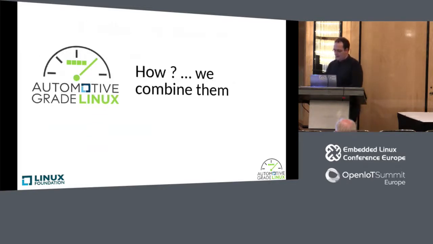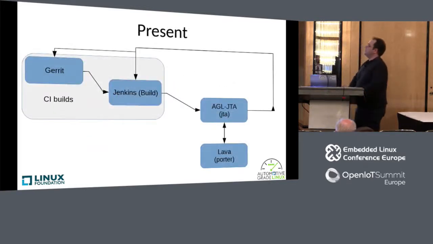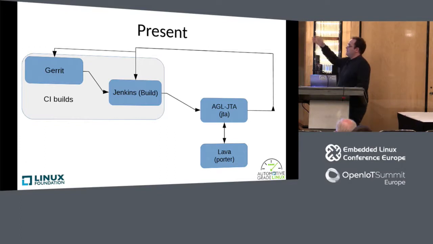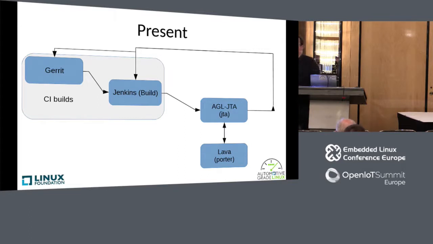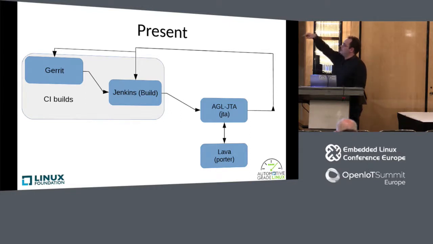So, how do we combine them? At the moment, we have this setup over here. As I said, Gerrit, Jenkins for the builds, JTA for running the tests, and at the moment, we get the board through LAVA. So Jenkins will basically push a job to LAVA, request the board, and access it. It runs the battery of tests, and we get the messages back in Gerrit.